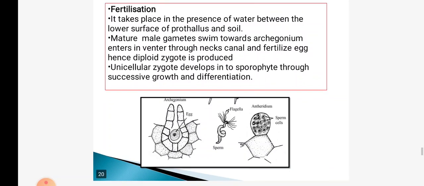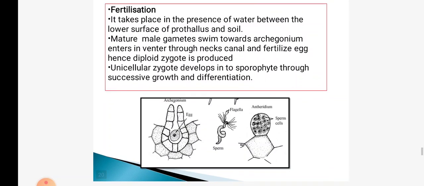See this figure. Archegonium is with egg cell, Antheridium is with sperm cells or anthrozoids. Each anthrozoid has flagella. It is a motile structure, so it is able to move towards the Archegonium, enter inside the Archegonium, fuse with the egg cell and form the diploid zygote.